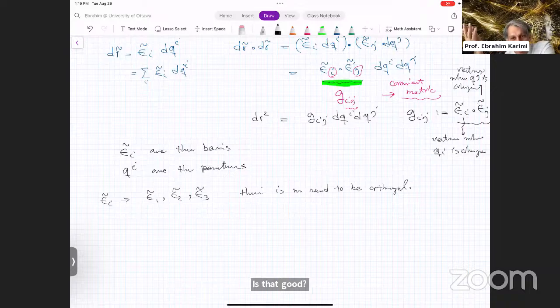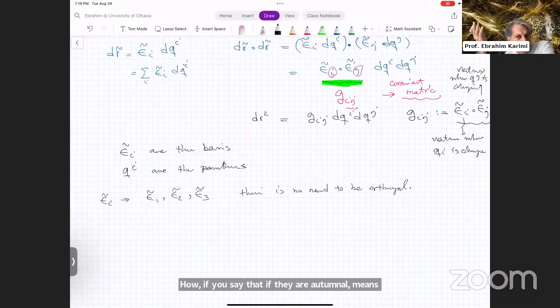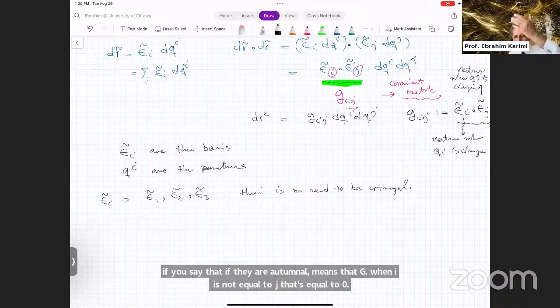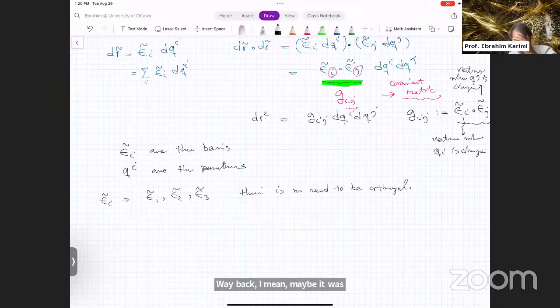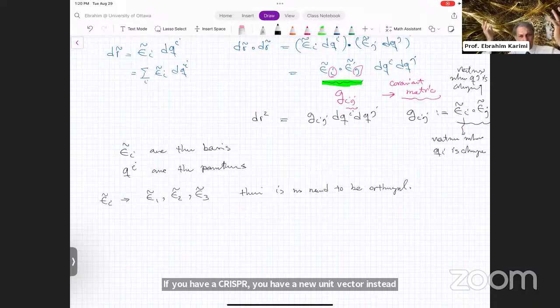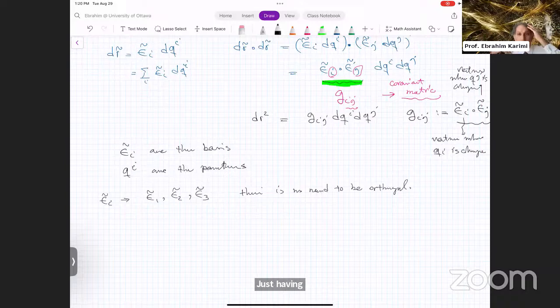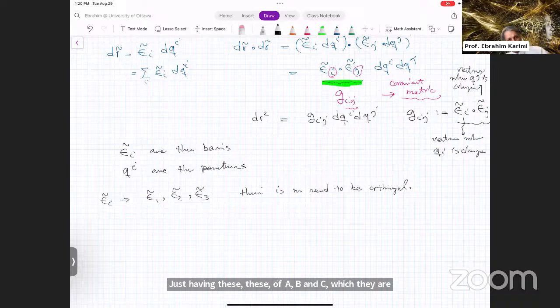However, if they are orthogonal, it means that g_ij, when i is not equal to j, is equal to zero. There are some coordinates which are not orthogonal coordinates, and I made an example last time, way back, maybe 4 or 5 lectures ago, when I said look at the way people build up the building blocks for a crystal. If you have a crystal, you have unit vectors A, B, and C. Not necessarily are those unit vectors orthogonal to each other. You can build up orthogonal vectors, but you can do any transformation in the lattice, just having these vectors A, B, and C, which are not orthogonal. And then you need this covariant and contravariant formalism to determine what is going on with the volume, the surface, the divergence or Laplacian or anything in that specific coordinate. Good.